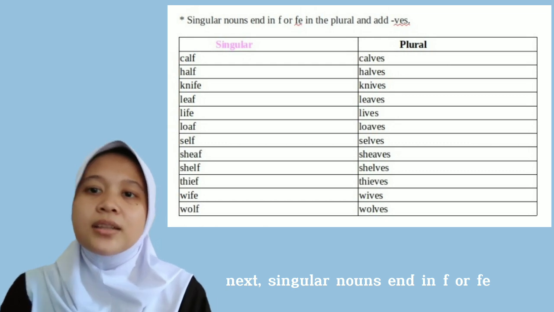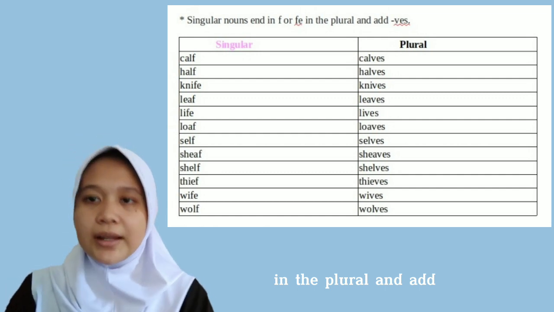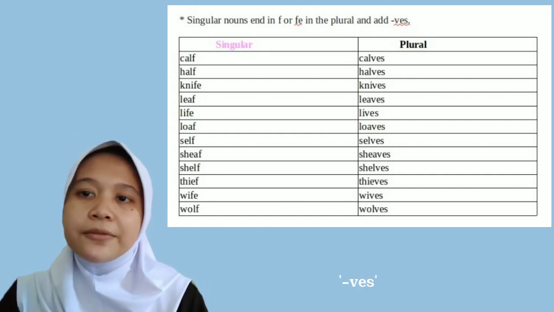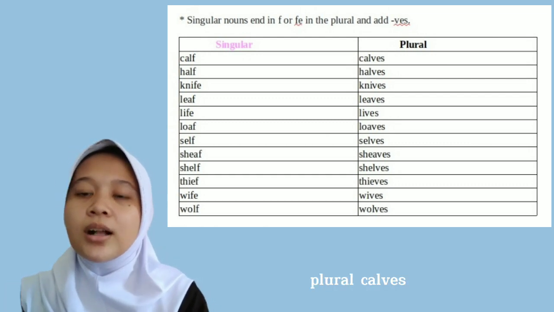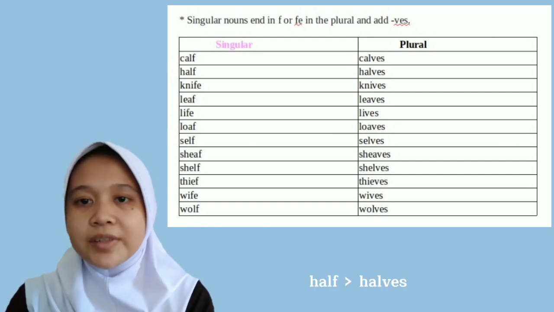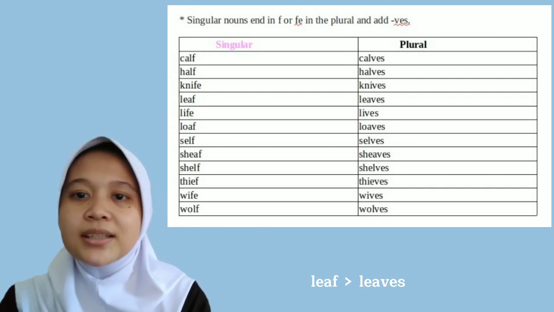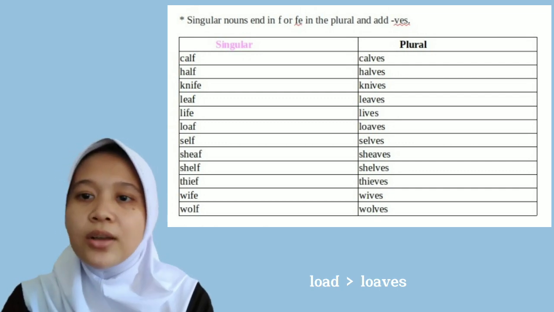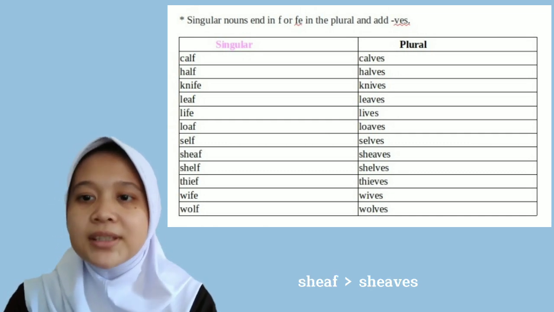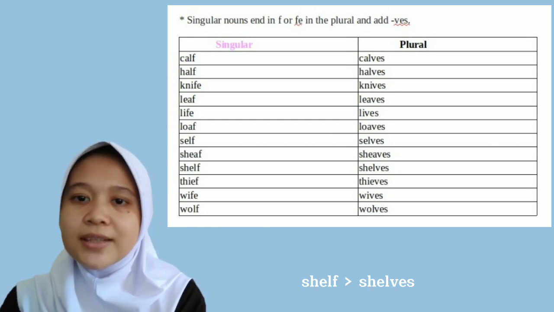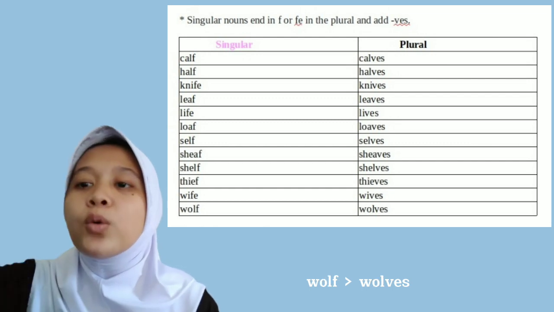Next, singular nouns that end in f or fe change in the plural and add ves. Singular: calf, plural calves, half halves, knife knifes, leaf leaves, life lives, love loves, self selfes, sieve sieves, thief thieves, wife wifes, wolf wolfes.